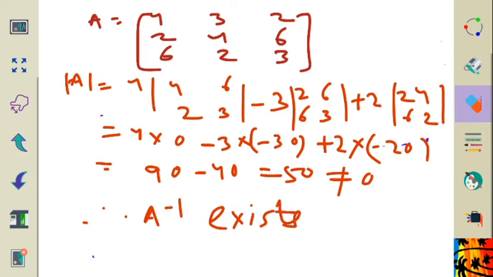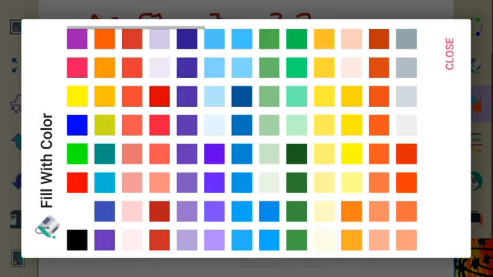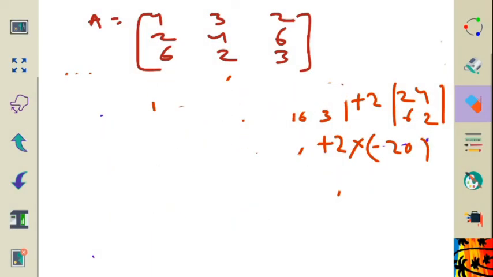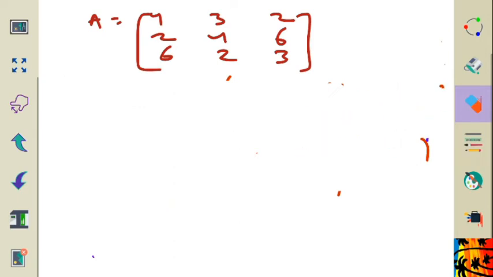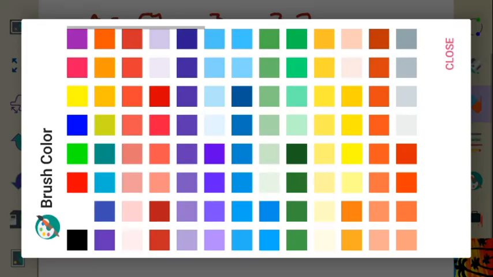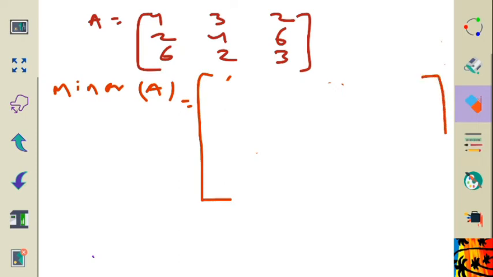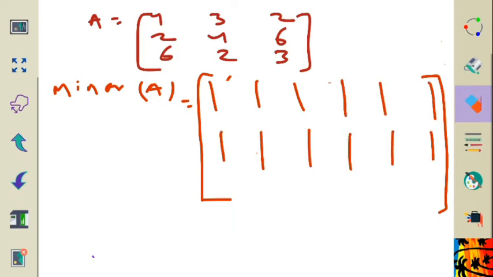Now our next part is to find the minor and cofactor. For that, let me erase this one. So our determinant of A is 50. For finding minor and cofactor, you will make a big bracket, minor of A. Make a big bracket and make provision of 9 determinants in it: 1, 2, 3, 4, 5 and 6, 7, 8 and 9.